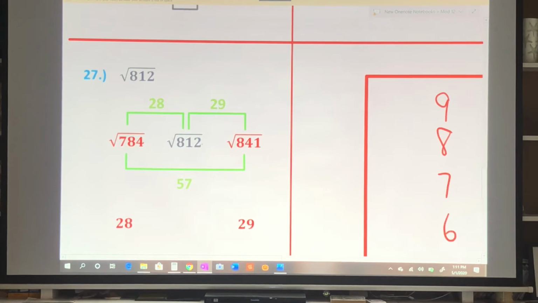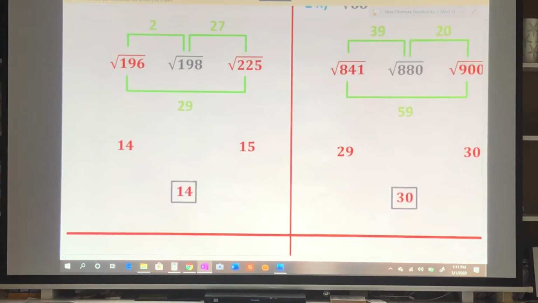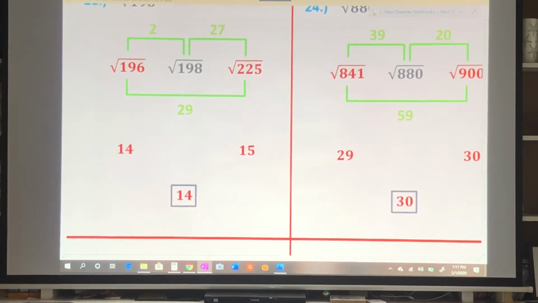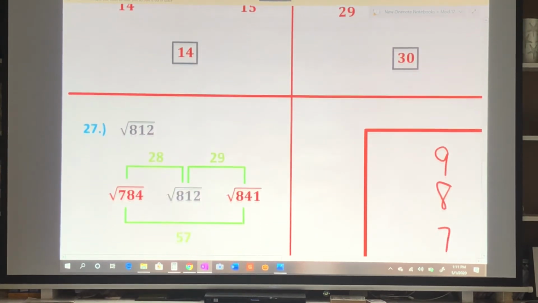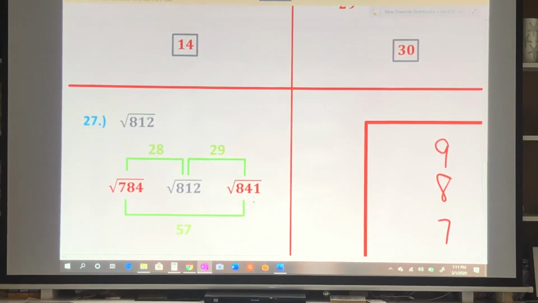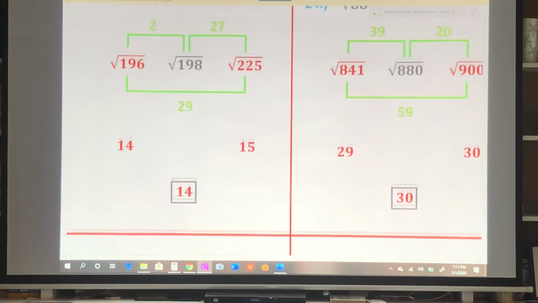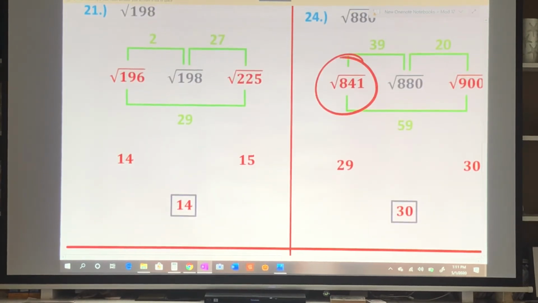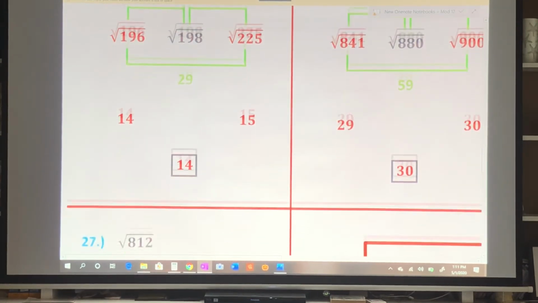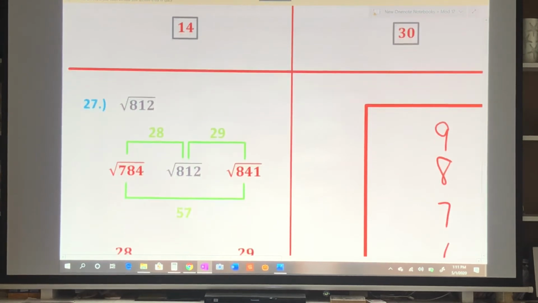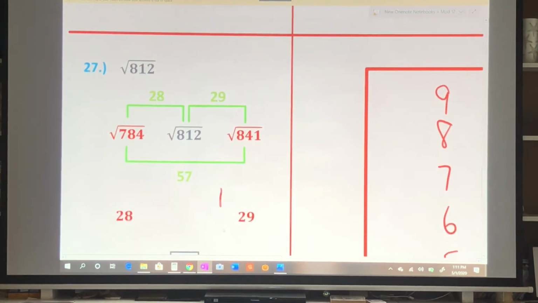812. I had to mess around with some numbers here because nothing popped into my head. Well, actually, can I just do 841 up here? Yeah, 841 was 29. So I went to the right and it made it easier because I went back and looked and I go, wait, that sounds familiar. 841. Yep. So that's 29. So I used on the right side 841, which is 29.